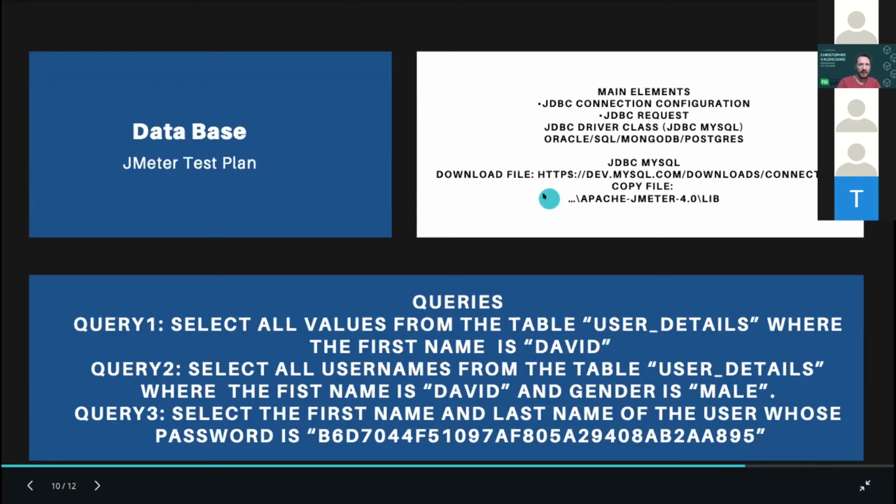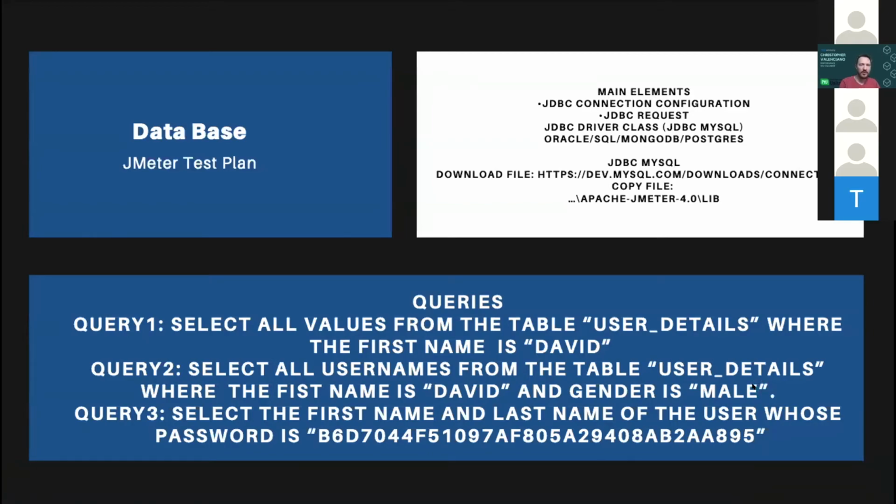Now, in our particular case, I'm going to show you just a database test plan. We're going to run just 3 different queries. In our first query, we are going to select all values from a table named user details, where the first name is David. And that's going to return all of those values from the user details where the first name is David. In our second query, we're going to run the same table, user details, but we want it to give us the usernames where the first name is David and the gender is male. So this is where we're injecting a few more qualifications into our query to make sure that we are getting more granular in what we're searching for.